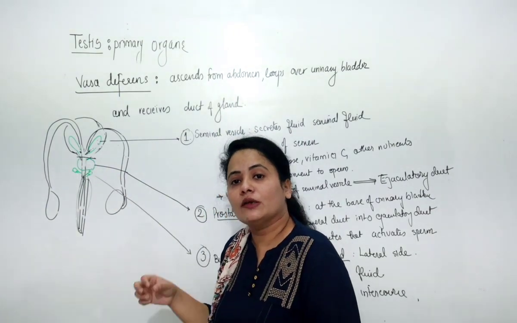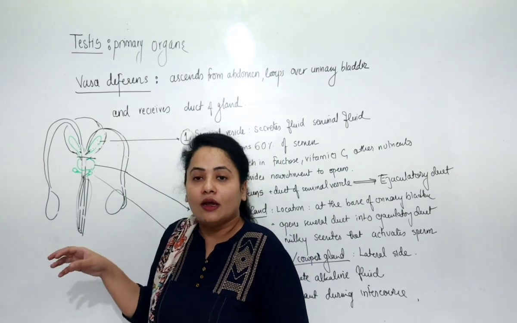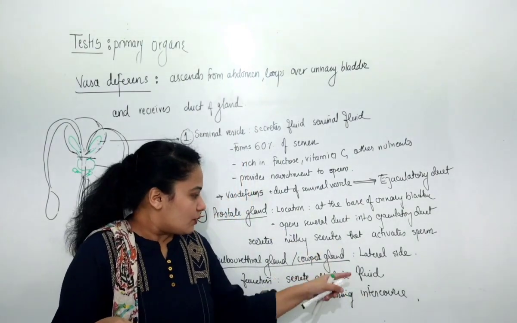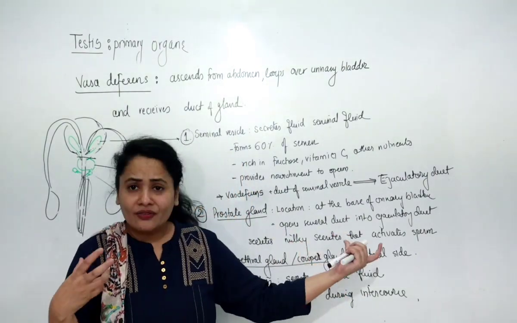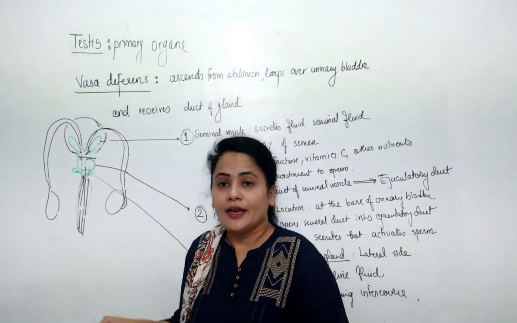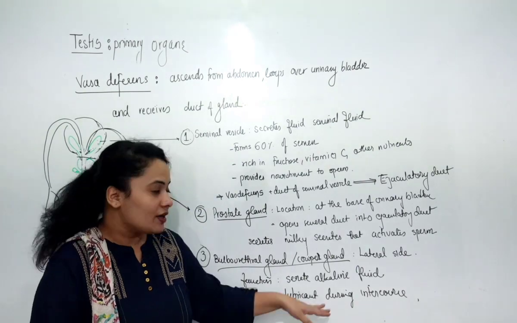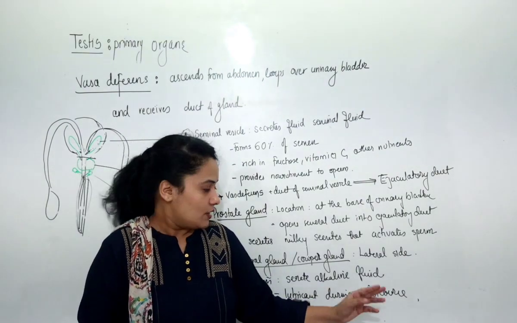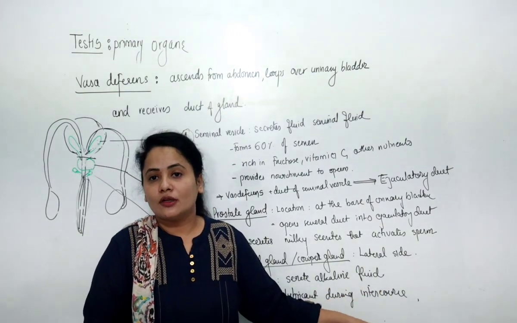The prostate gland will secrete a milky secretion, which provides activation to the sperms. Then comes the next, the bulbourethral gland. It will secrete an alkaline fluid, and that will provide lubricant during intercourse.